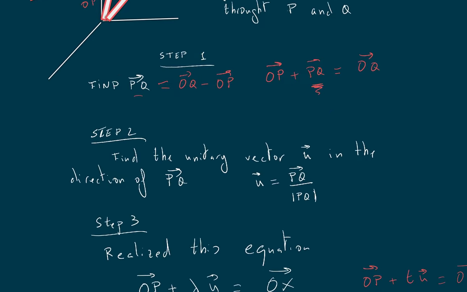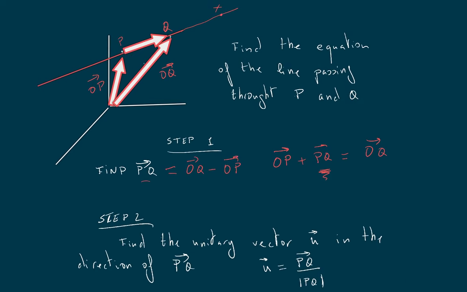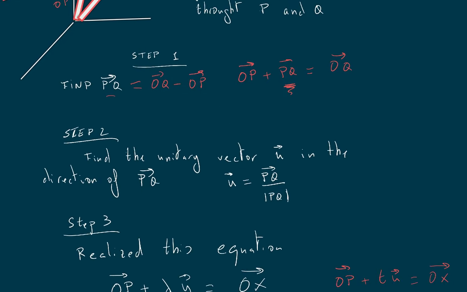The second step is to find a unitary vector in the direction of PQ. What is a unitary vector in the direction of PQ? The direction of PQ is the direction following the line, and PQ is a vector, but probably it doesn't have unitary magnitude. So we need to find the vector that goes in the direction of PQ but is a unitary vector. The magnitude of this vector is 1. And how will we find a unitary vector? A unitary vector is obtained by finding PQ and dividing by the magnitude of PQ. This is the second step.